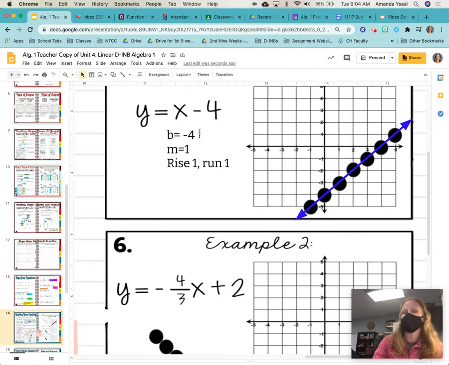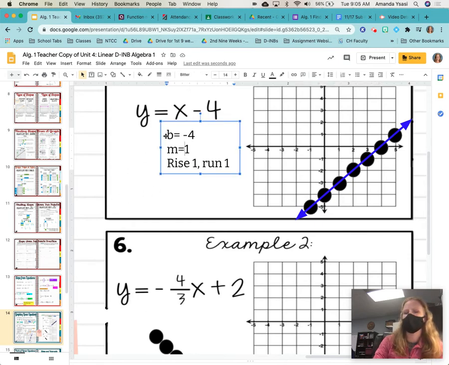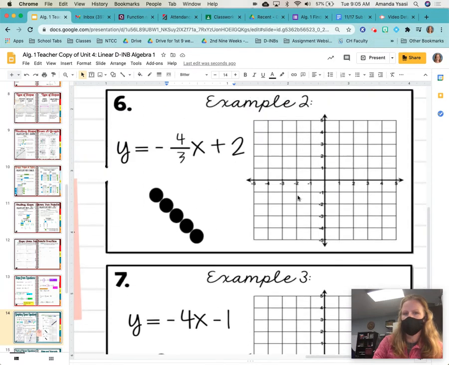Okay, so on each problem, I want you to write or type B equals, M equals, and then what your rise and run are. And then do as many points as you can and draw a line through it. You need to pause the video so that y'all can work on 6 and 7.